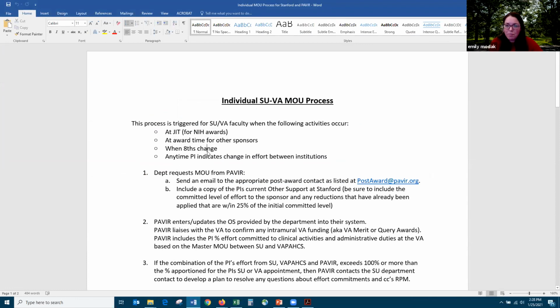Anytime those 8s change, obviously the effort and the cap is going to change. And anytime the PI indicates a change in the effort between the institutions, because sometimes they'll have a portion that's charged at Stanford and then a portion that they call VA contributed, which is not charged to the grant, but it's on the MOU that they are devoting the effort.